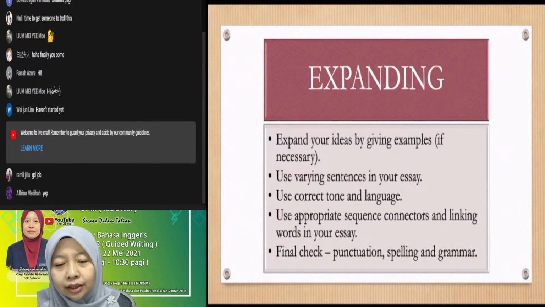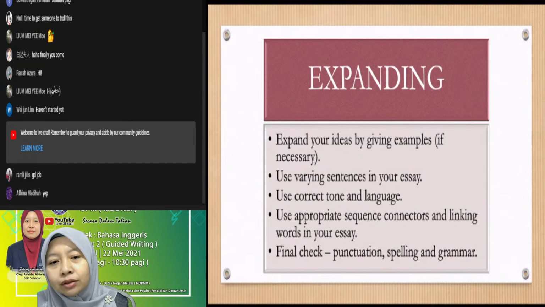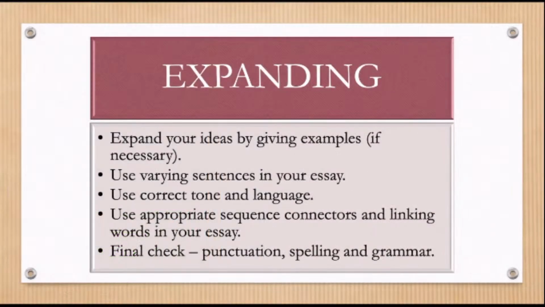Okay, under the expanding stage, you need to expand your ideas by giving examples. So you already have your supporting details. To convince readers, you can give examples. Okay, so you need to convince the examiner. So how can you do that? Provide examples, okay, to show that you really know about the topic. Then make sure you use a variety of sentences in your essay. Use correct tone and language, and also make sure you use appropriate sequence connectors and linking words in your essay. Okay, and for the final check, the last stage is to check punctuation, spelling and grammar, because we want you to actually achieve minimum marks for language, in all 4 categories under assessment.